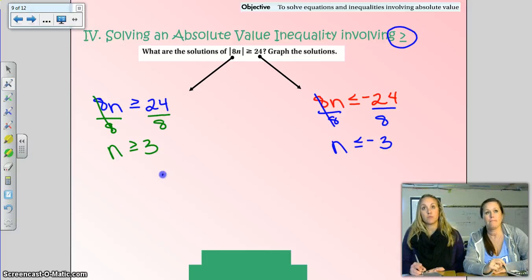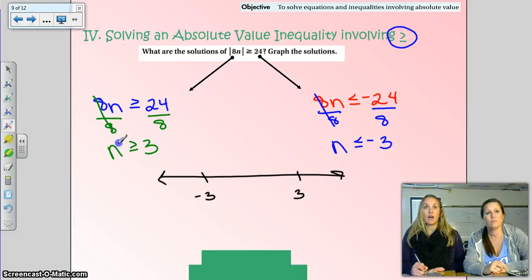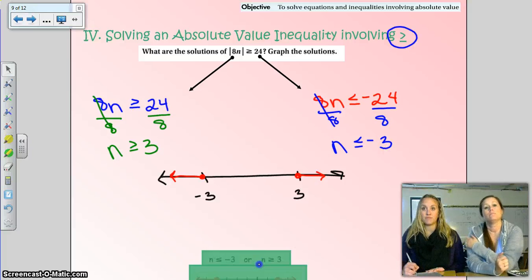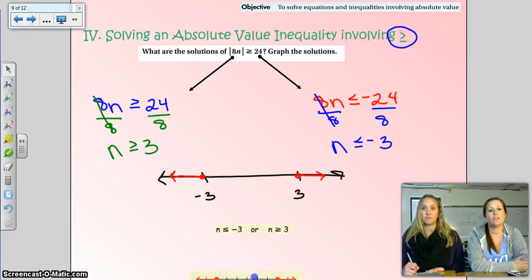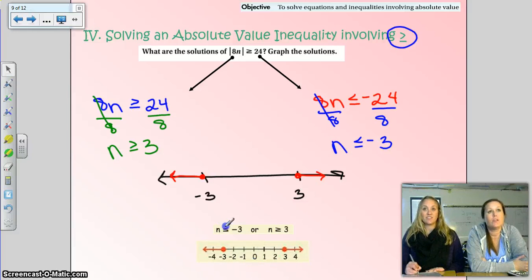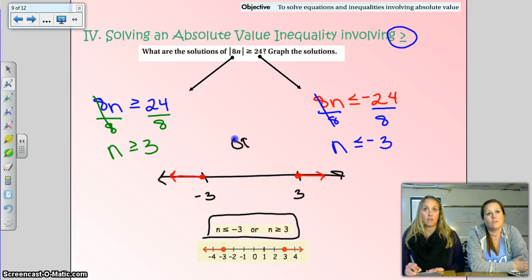So negative 3 and 3. I would have an open or closed circle at 3. N is greater than or equal to 3. No, this is not an and, this is an or. Here, n is less than or equal to negative 3, closed dot. So this is an or. Remember, with ors, you have to write them with the word or in there.